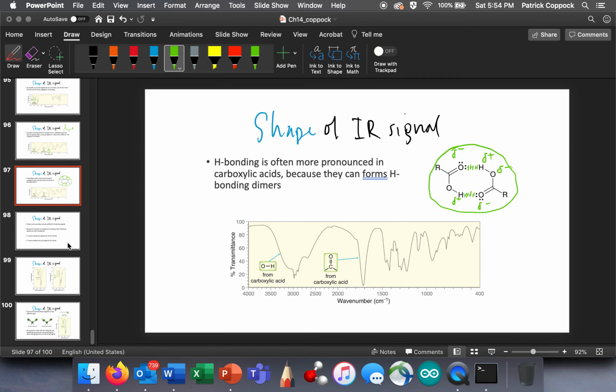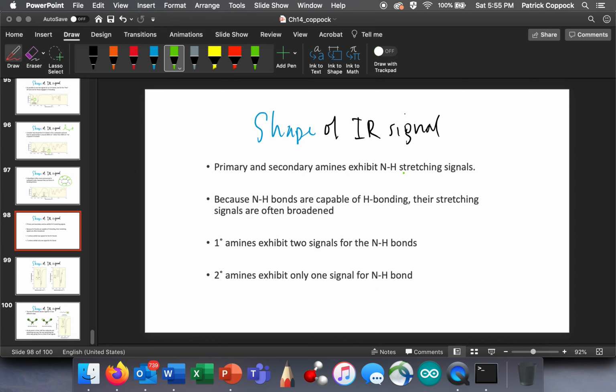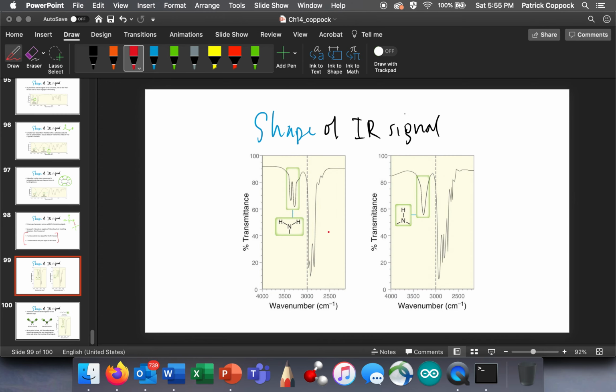Okay, so now NHs, which are, as you know, in amines, are also capable of hydrogen bonding. There's ammonia, and if you have another ammonia in solution, or another nitrogen, there's a nice hydrogen bond right there. Since they're also capable of hydrogen bonding, their peaks are also broadened some. Now this is interesting and telltale. Primary amines often exhibit two signals for the NH bonds, and secondary amines exhibit only one signal. Let me show you what I mean by that, and then I'll show you why.